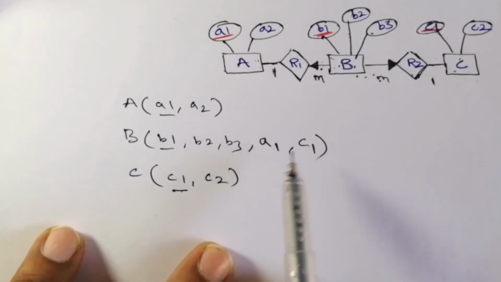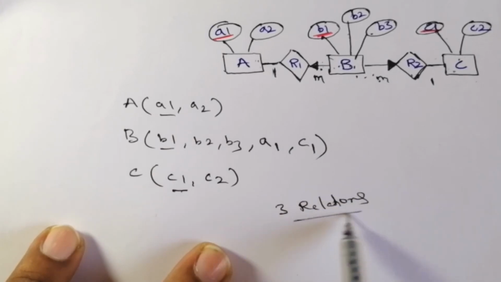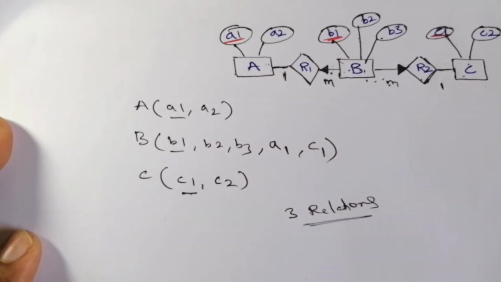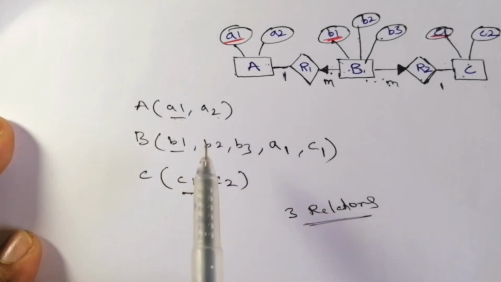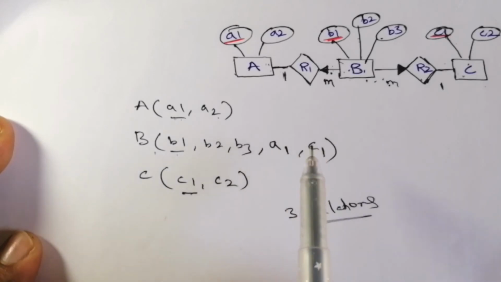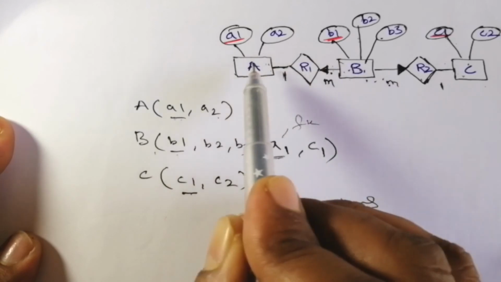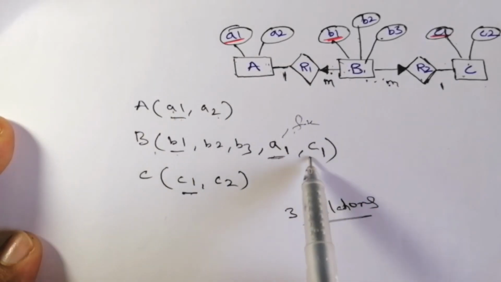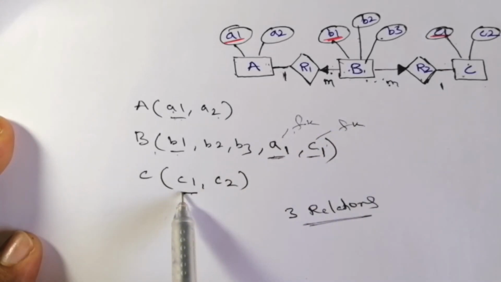So how many relations are required? 3 relations. I think you have understood. So in these 3 relations, for the A we have taken A1, A2, A1 is the primary key, and for the B, B1 is the primary key. And remember here, A1 is going to be a foreign key. A1 is going to refer to the A. And this C1 is going to be another foreign key. It is going to refer to the C, right?